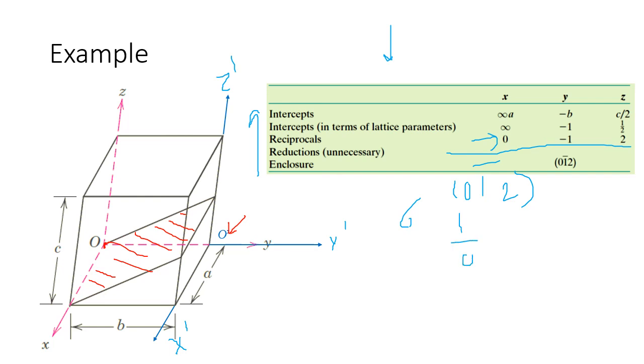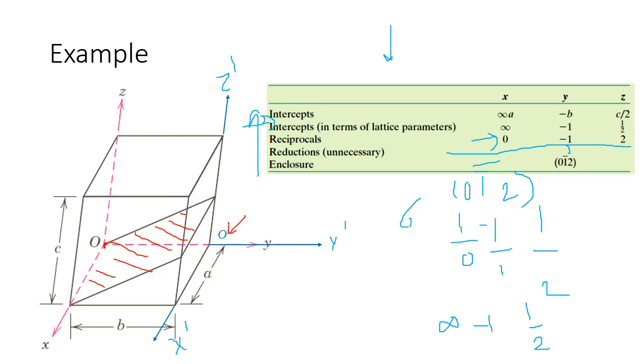So 1 upon 0, 1 upon 1, 1 upon 2. So now the reciprocals become infinity. 1 by 0 is infinity, 1 by 1 is 1, and 1 by 2 is half. Okay. So I think this is 1 bar, the middle index is negative, so this should be negative. So we came back to the second step, and these intercepts are sufficient for us to draw a plane.